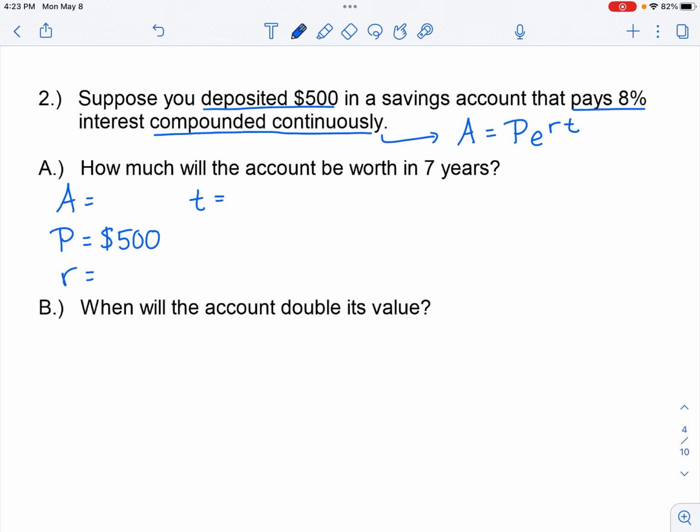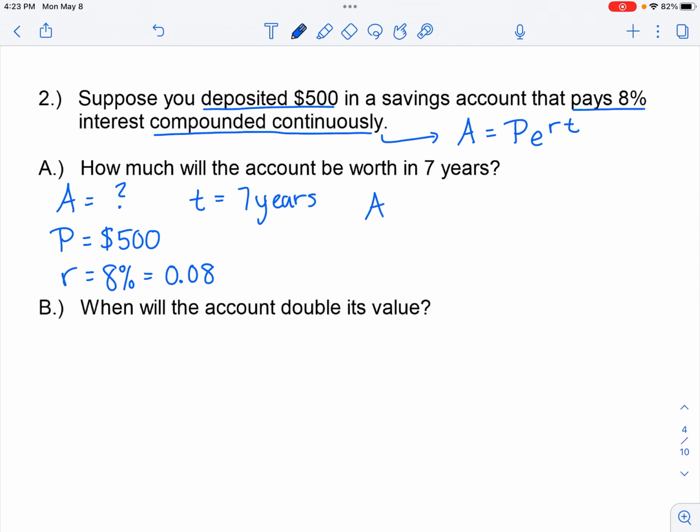It pays 8% interest. Okay, so the rate is 8%, which is 0.08. And that was everything that was given to us in the original description. Part A says, how much will the account be worth in 7 years? So T is 7 years, which means the ending amount is what I'm looking for.